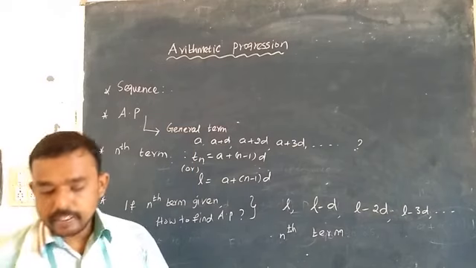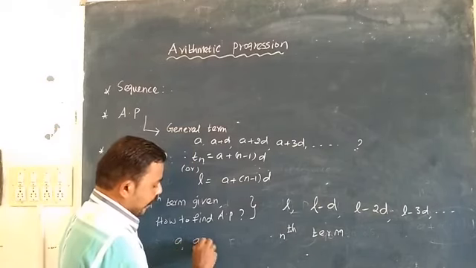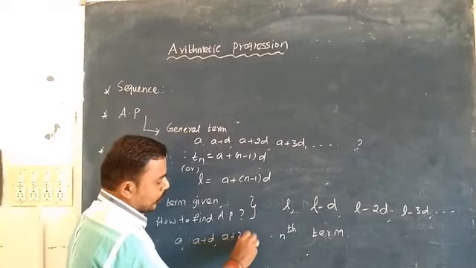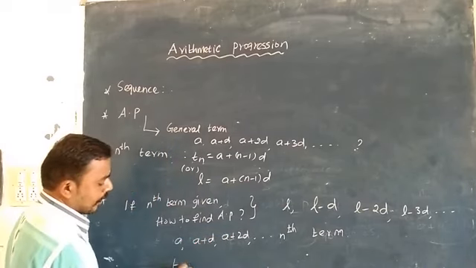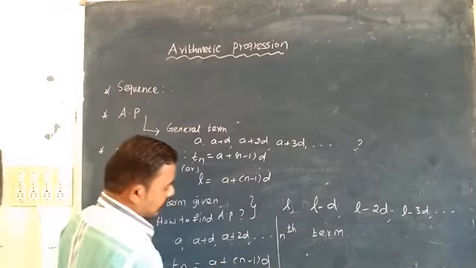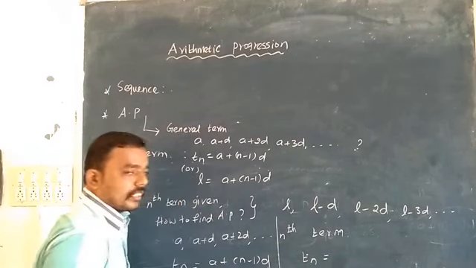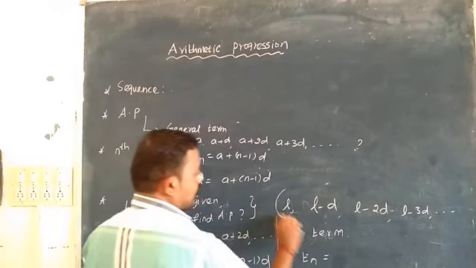In the same way, we are going to find the nth term. In that, a, a plus d, a plus 2d. We have the nth term Tn equal to a plus n minus 1 into d. Here we need to find the nth term of this sequence. Instead of a, you have the first number l.